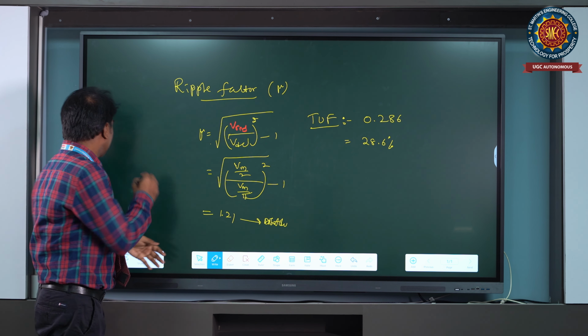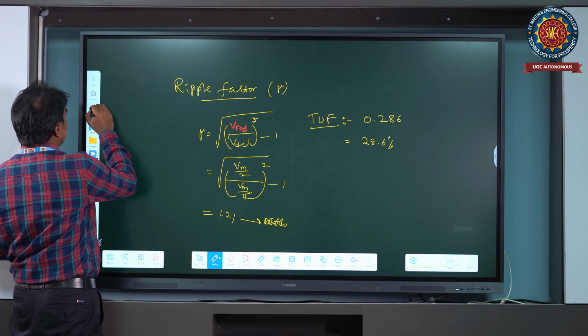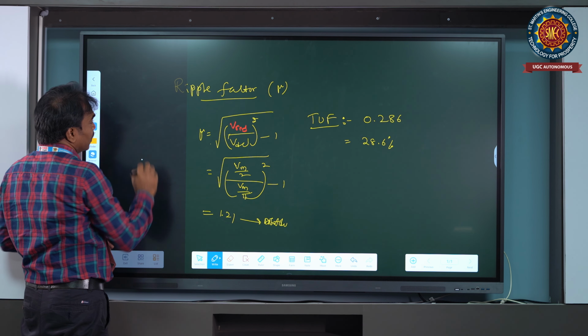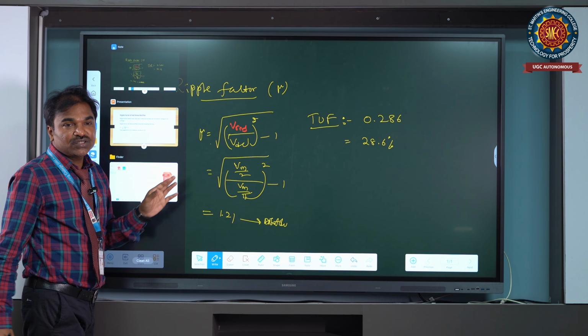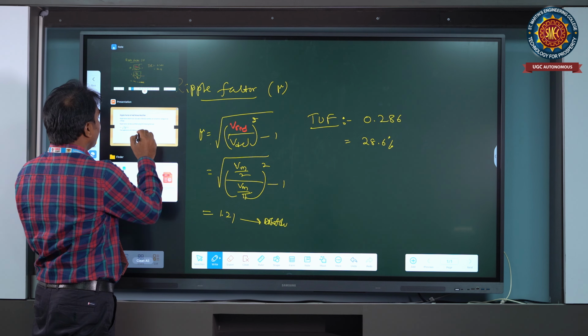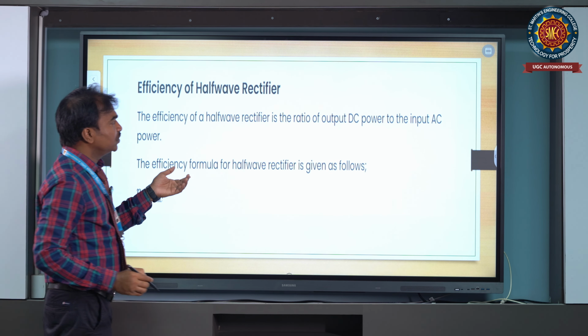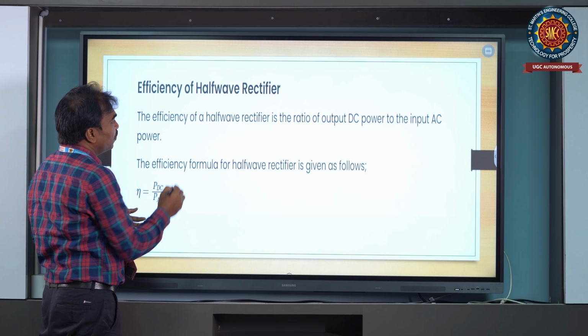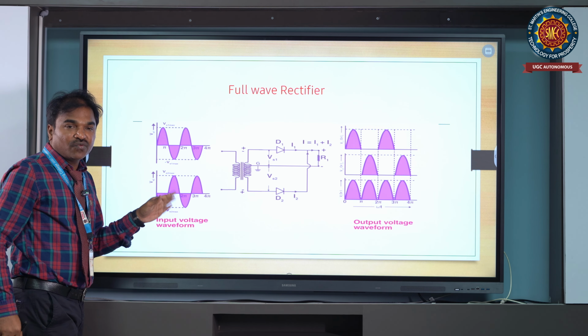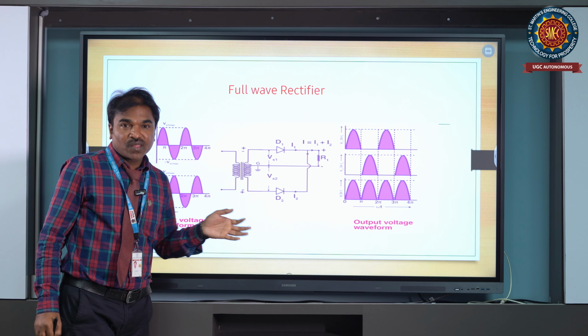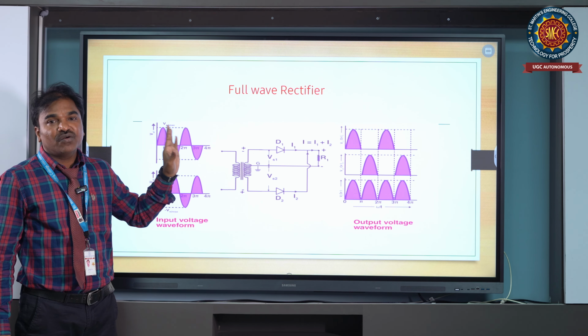So next one is the full wave rectifier. Previously, in the half wave rectifier, how many diodes were we using? Only one diode. Now, coming to the full wave rectifier, we are using two diodes. Now, what is the disadvantage of the half wave rectifier?